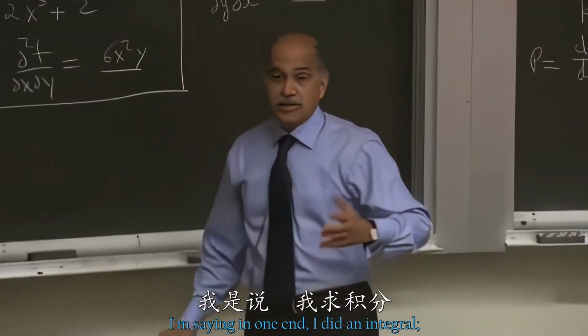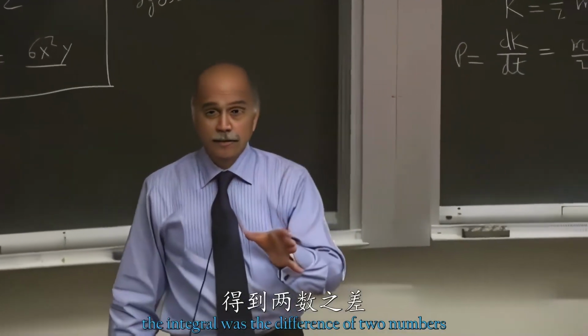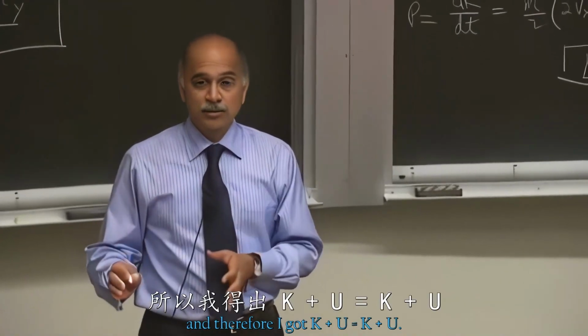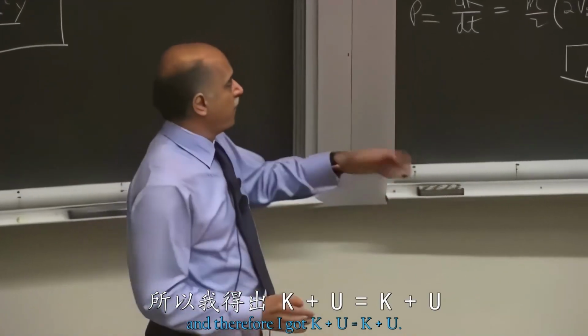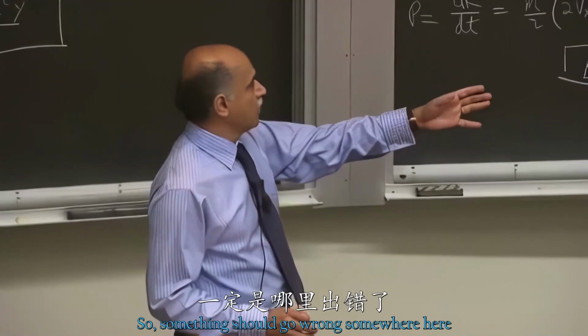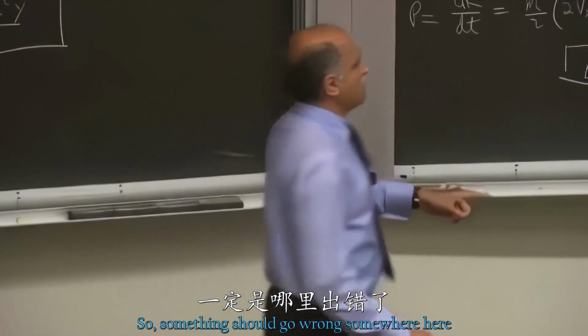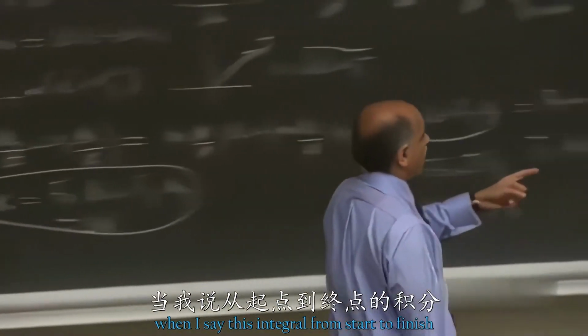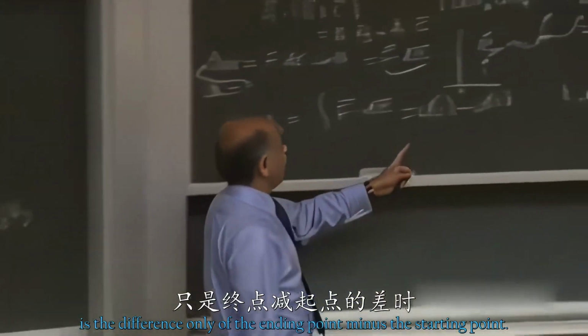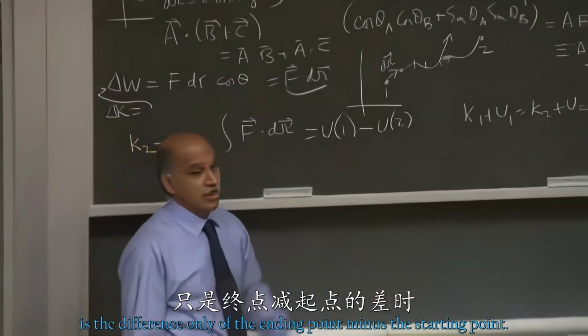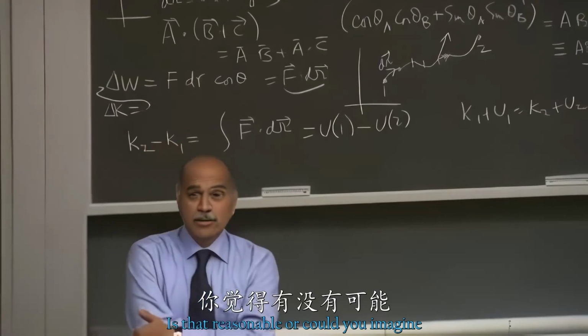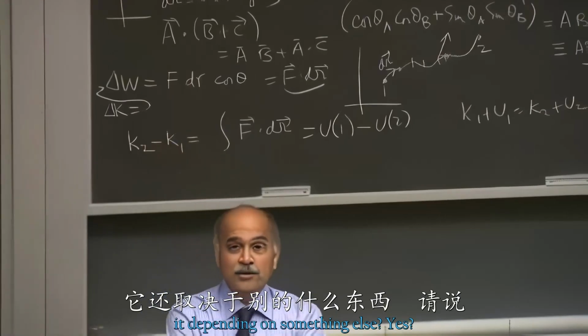What can go wrong? I'm saying in 1D, and I did an integral. The integral was the difference of 2 numbers, right? And therefore, I got K plus U is K plus U. So something should go wrong somewhere here. When I say this integral from start to finish is the difference only of the ending point minus the starting point, is that reasonable, or could you imagine it depending on something else?